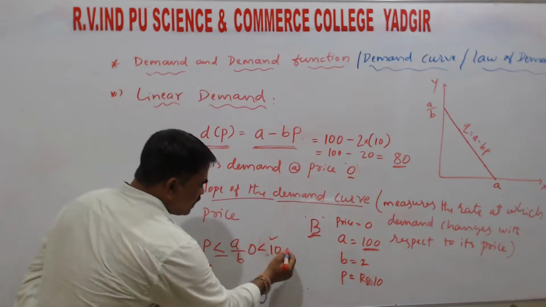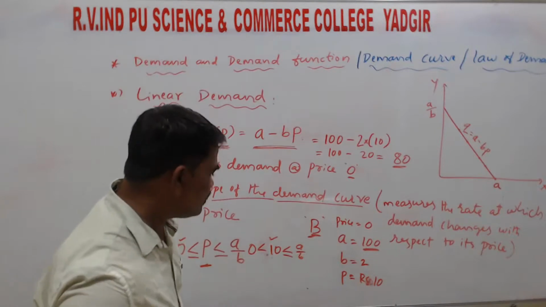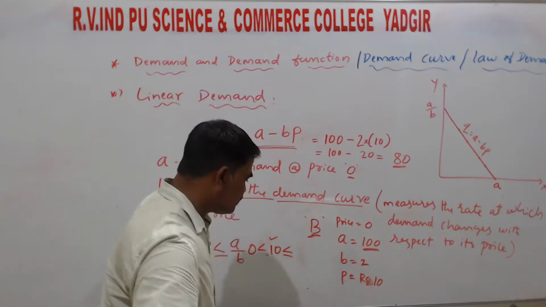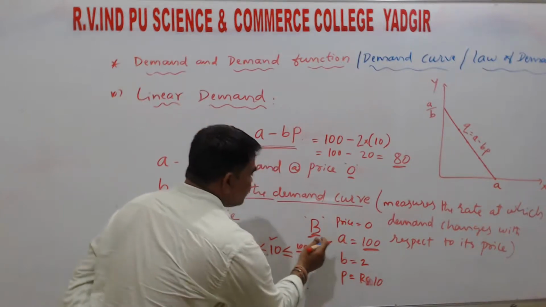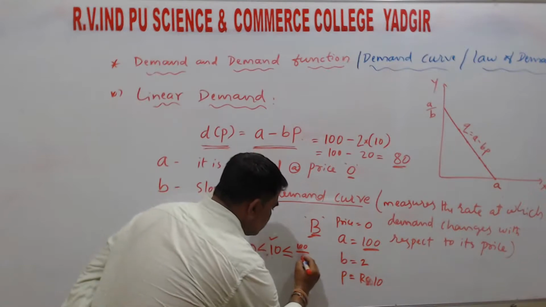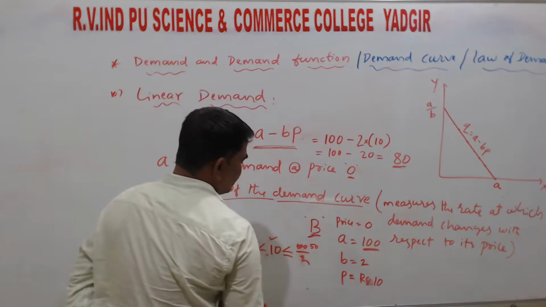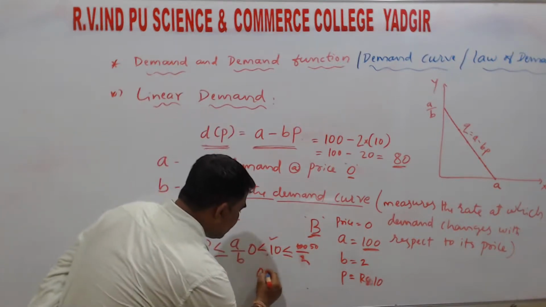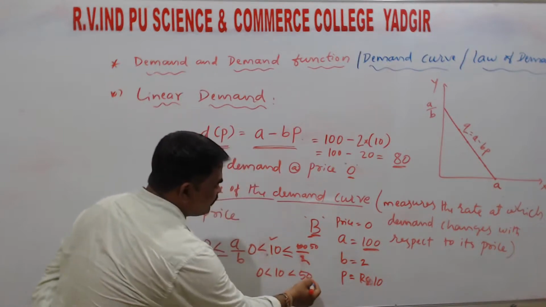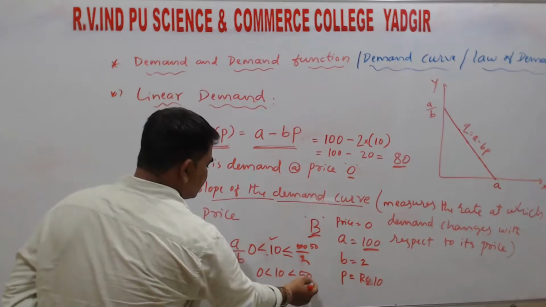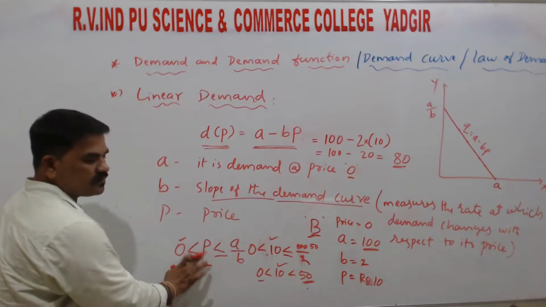It should be less than or equal to A by B. What is A here? A is the demand at price 0, that is 100, and the B value we have considered as 2. So 100 by 2 is 50. So the price is greater than 0 and smaller than A by B, that is 50. So we can go with this price.